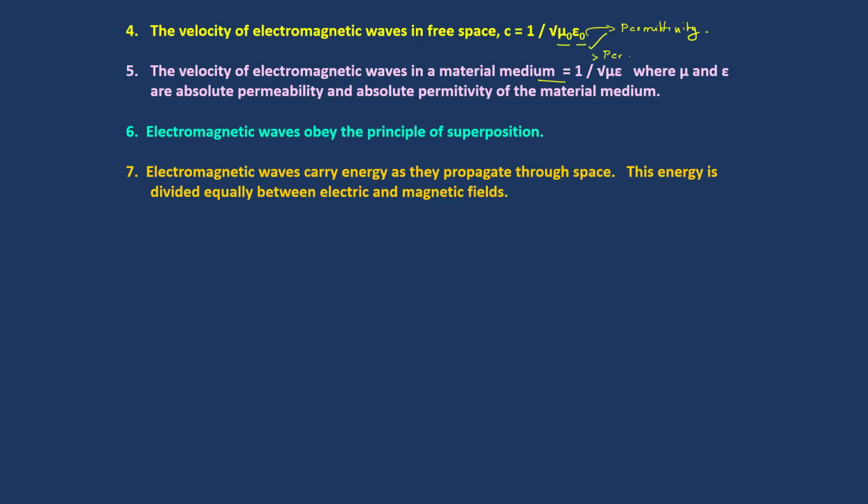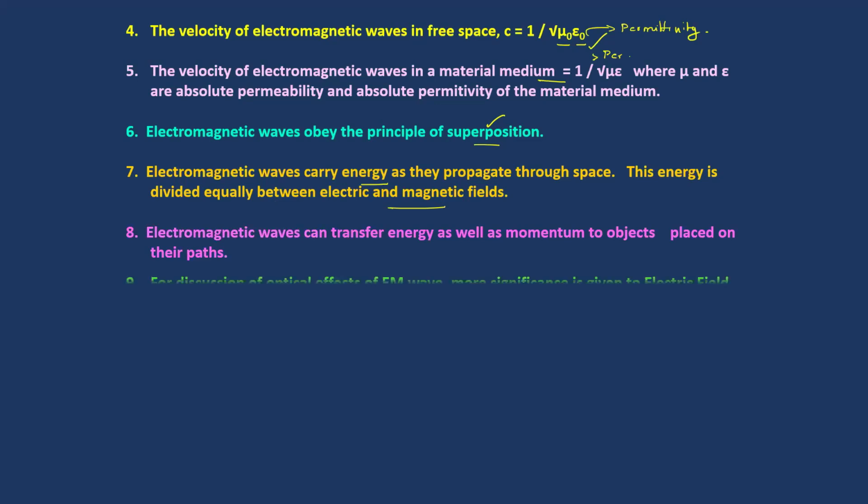Now, the sixth property is about superposition. Electromagnetic waves obey the principle of superposition. Superposition is nothing but the interference of waves, right? The next property is about the energy of an electromagnetic wave. Electromagnetic waves carry energy as they propagate through space. This energy is divided equally between the electric and magnetic fields.